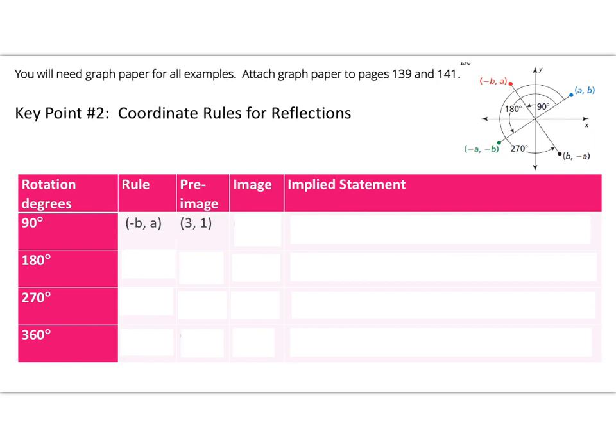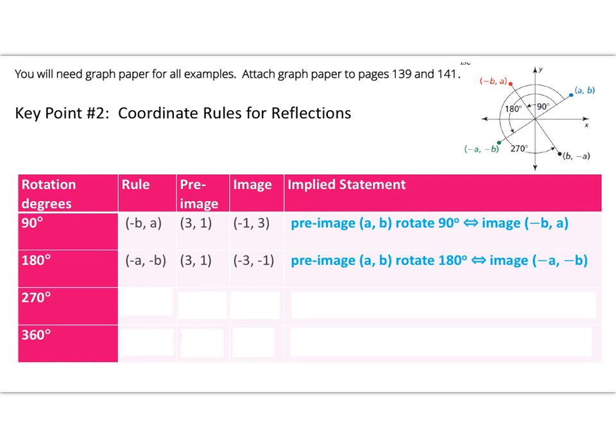So let's take a look at an example, (3, 1), same example we used in the previous notes. Our image would map to (-1, 3). The implied statement that helps us remember this is: pre-image (A, B) rotates 90 degrees implies the image (-B, A). For a 180 degree rotation, we keep the values in the same place, but we want the opposite of the two values. So let's take our example (3, 1), and we would have (-3, -1). Our implied statement: pre-image (A, B) rotates 180 degrees implies image (-A, -B).